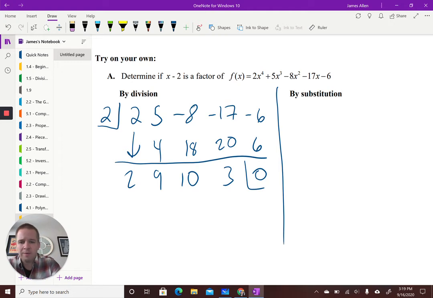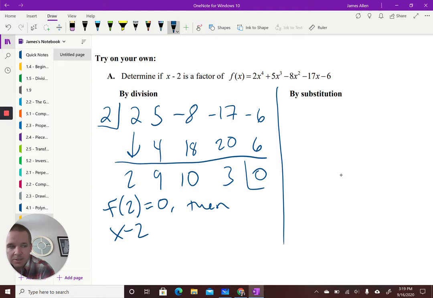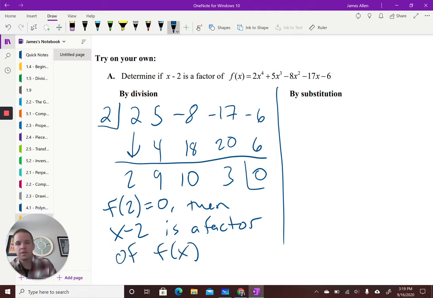All right, so for this first one, we have a remainder of 0. This means that f of 2 equals 0. And since f of 2 equals 0, then x minus 2 is a factor of f of x, okay? Since f of 2 equals 0, x minus 2 is a factor. Now let's show that using substitution.